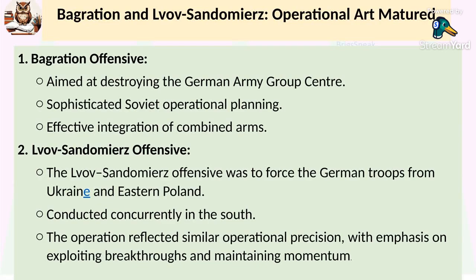On the other hand, the Lvov-Sandomierz offensive was a major Red Army operation to force the German troops from Ukraine and eastern Poland, and it was also launched in mid-July 1944. The operation was successfully completed by the end of August. It was conducted concurrently with Operation Bagration.